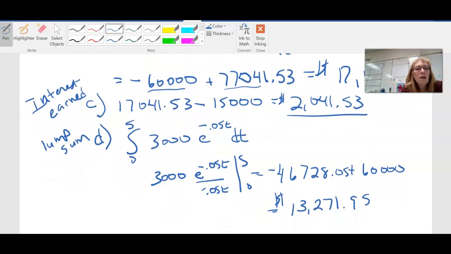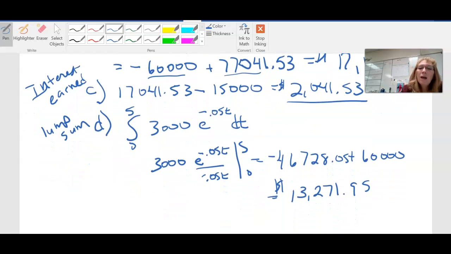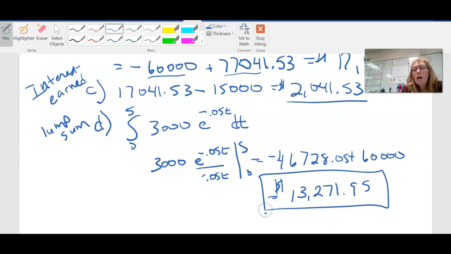Now, what lump sum should I have if I get hurt? You take the $3,000, your interest earned, do your integration from 5 to 0, and the company should have to pay us out $13,271.95 to guarantee the same income.